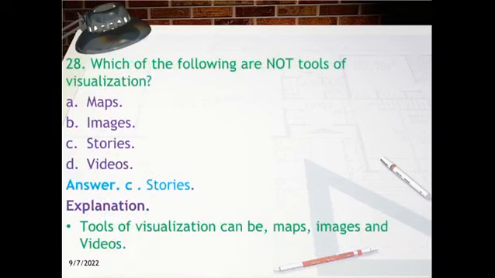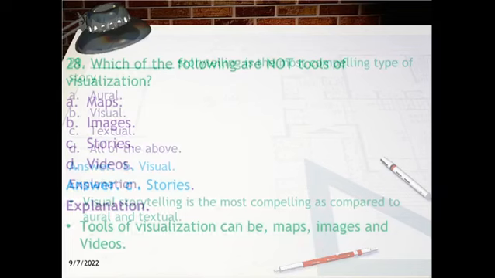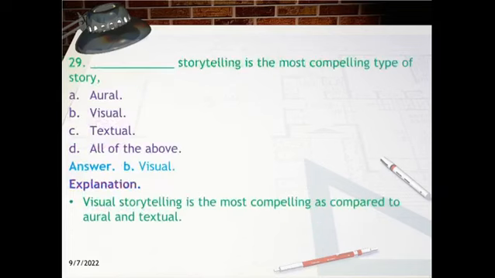28. Which of the following are not tools of visualization? A. Maps. B. Images. C. Stories. D. Videos. Answer: C. Stories. Explanation: Tools of visualization can be maps, images, and videos. 29. Storytelling is the most compelling type of story: A. Oral. B. Visual. C. Textual. D. All of the above. Answer: B. Visual. Explanation: Visual storytelling is the most compelling as compared to oral and textual.